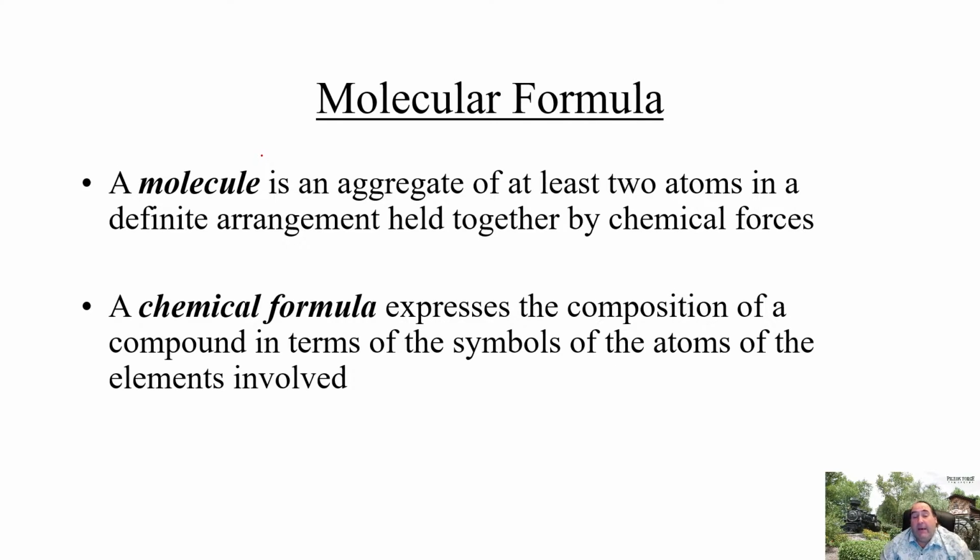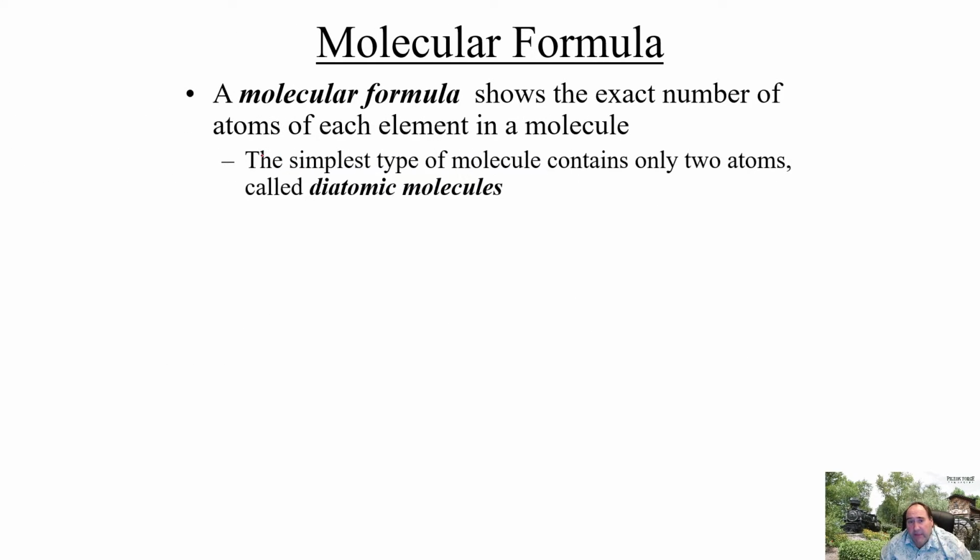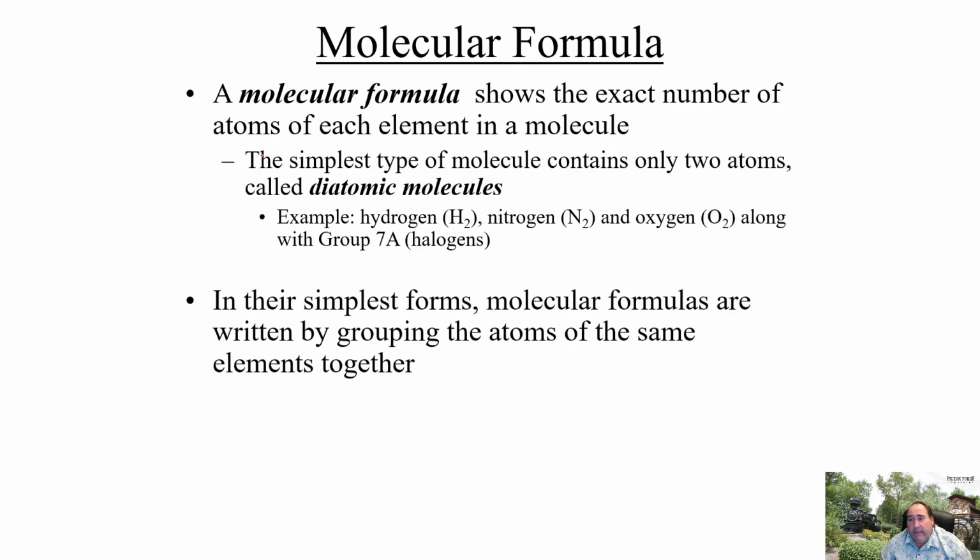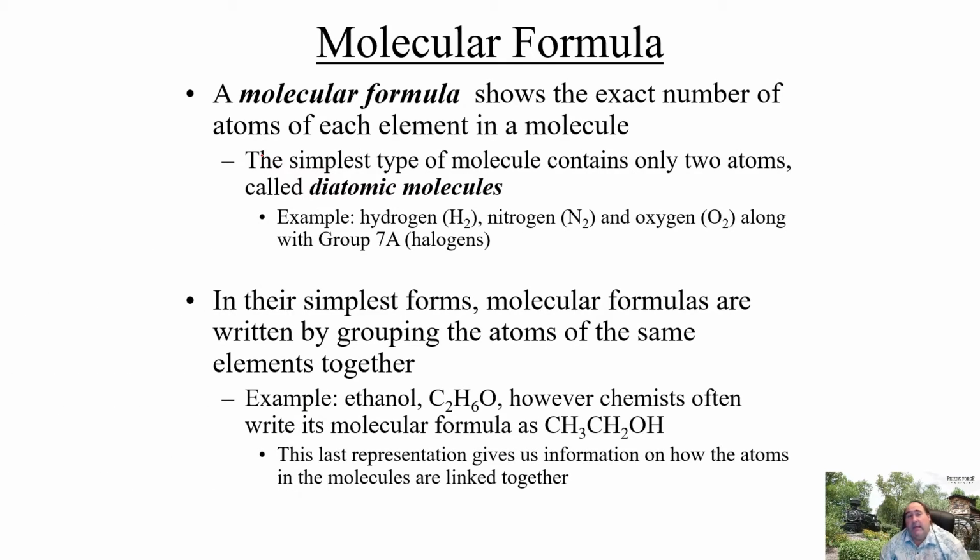A chemical formula expresses what is present in a compound, and we use symbols to represent how many atoms are involved for each of the elements that are present. So a molecular formula is a formula that shows you exactly the number of atoms of each element that are present in a molecule. When we look at the molecular formula, it tells us exactly what's there in terms of the elements and how many of each of those elements are present. And that is the molecular formula.